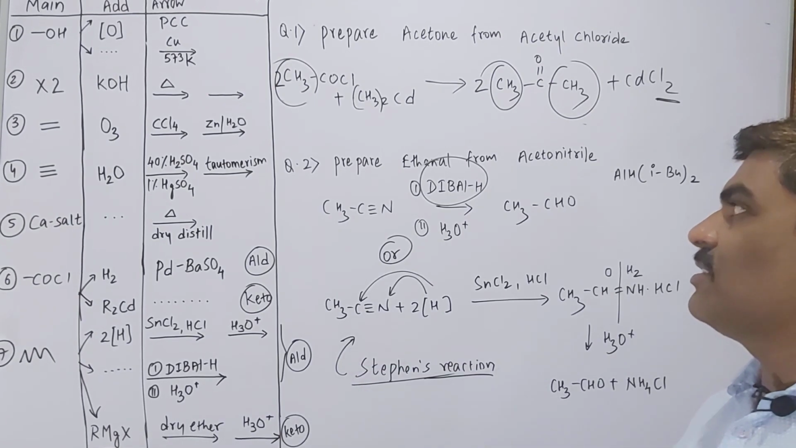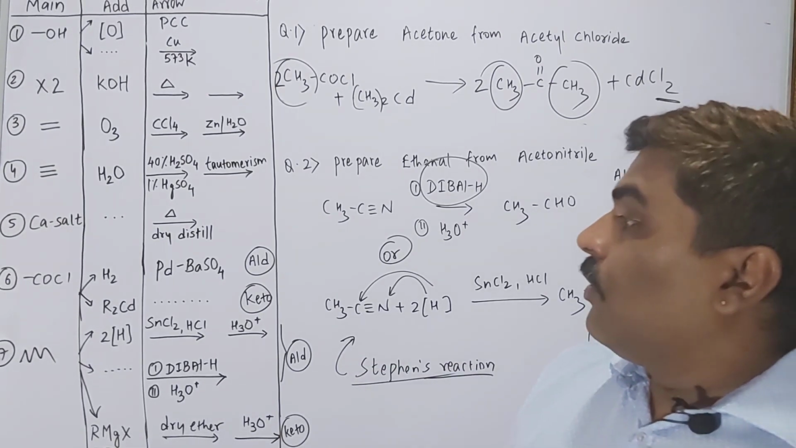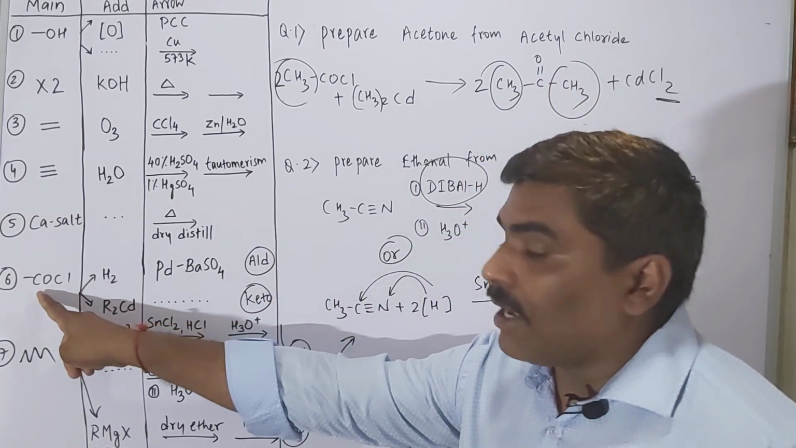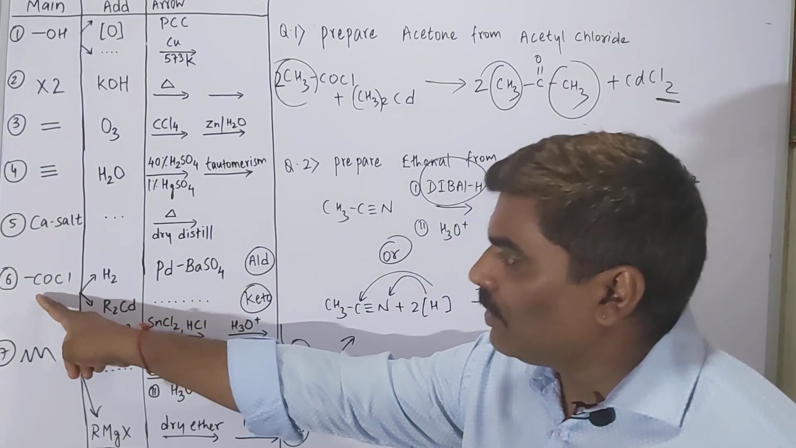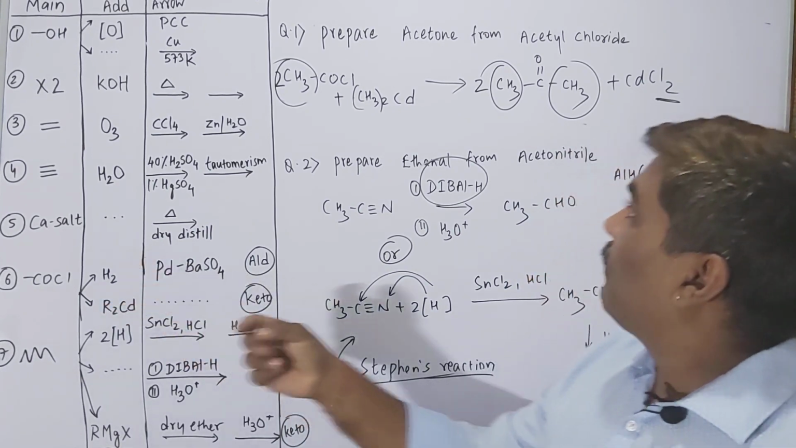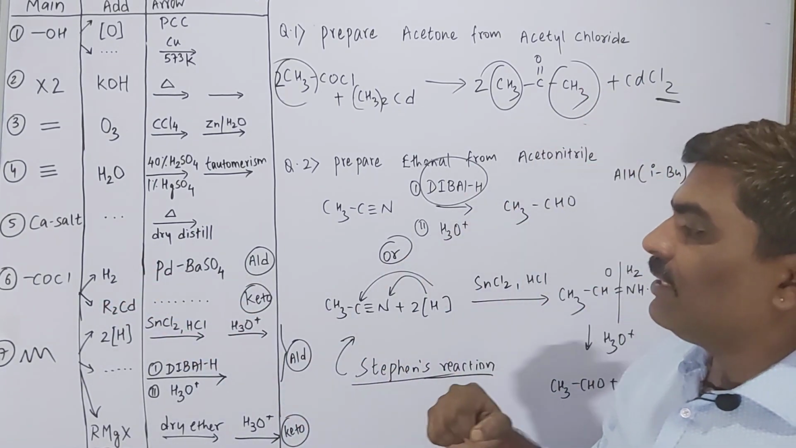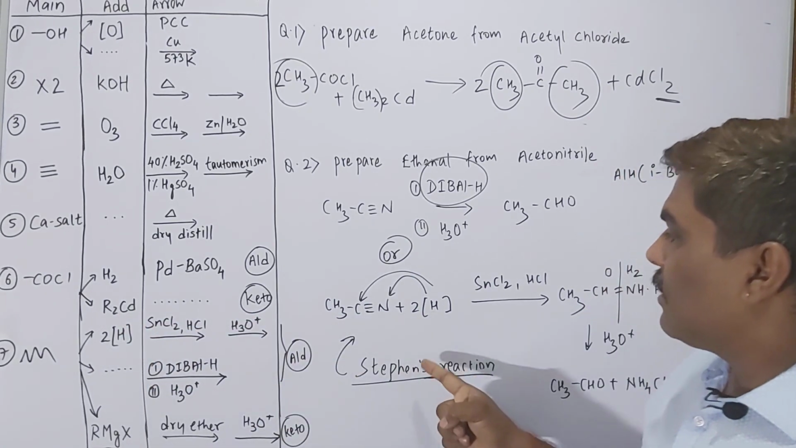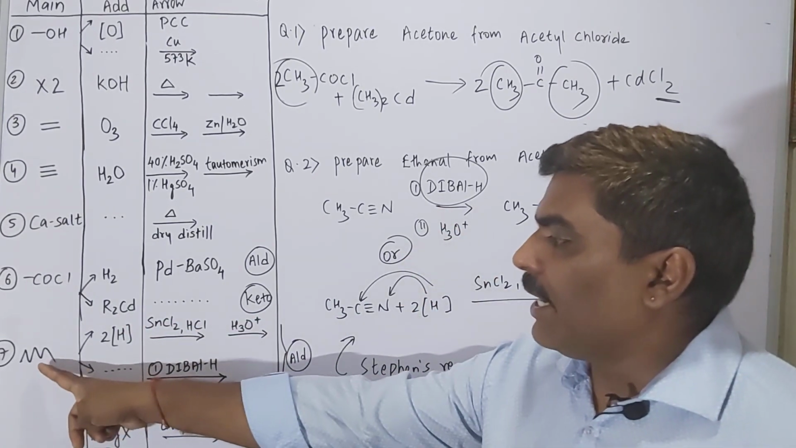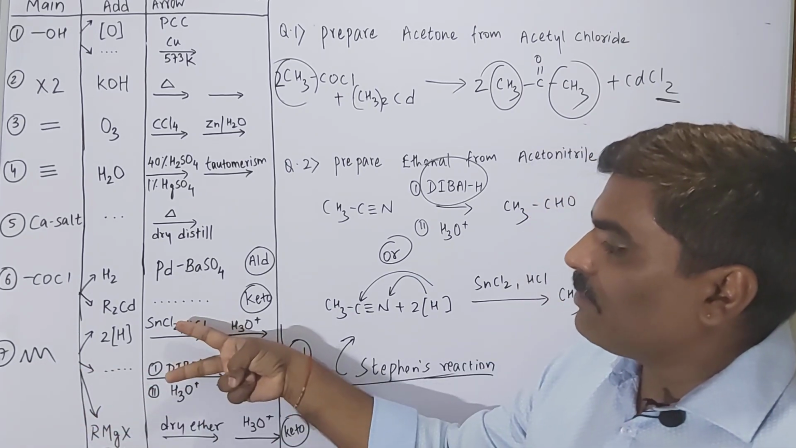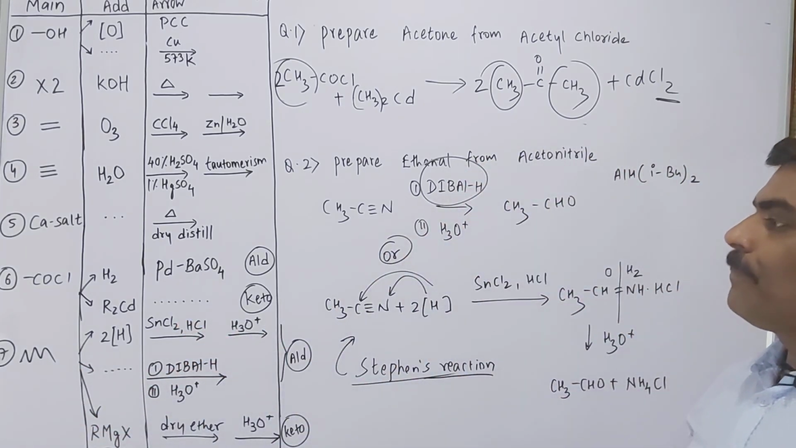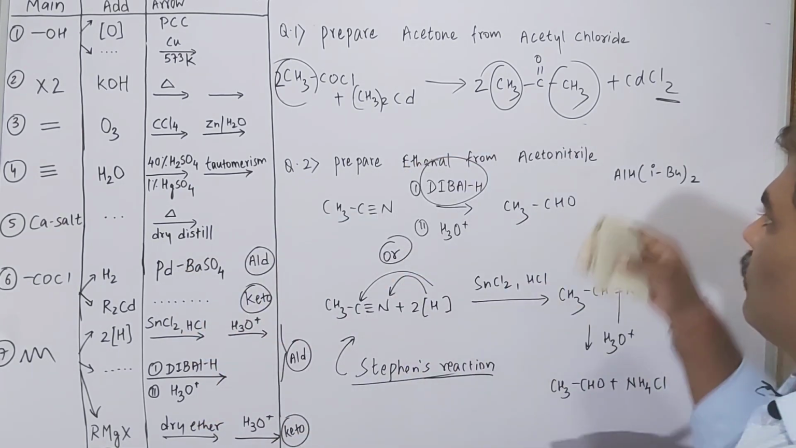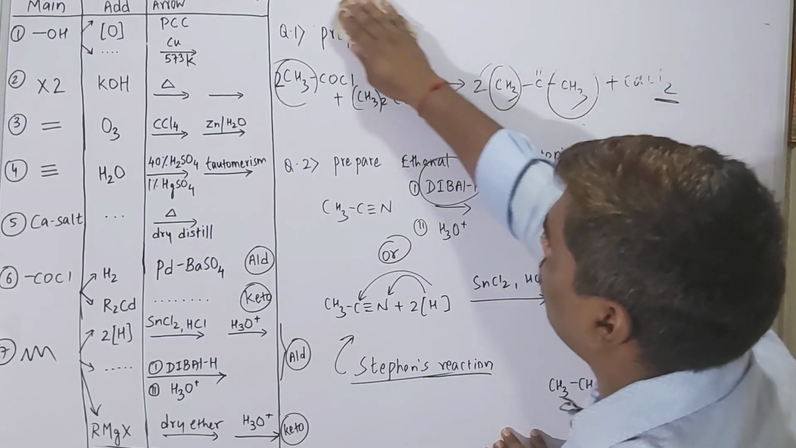This reaction is Stephen's reaction. So here we completed two reactions, like from acyl chloride, COCl, two possibilities were there, but we had to prepare ketone, that's why we used R2Cd. And here in this cyanide, we have two possibilities that we did here. Okay, we'll go for more questions, then we'll understand more.